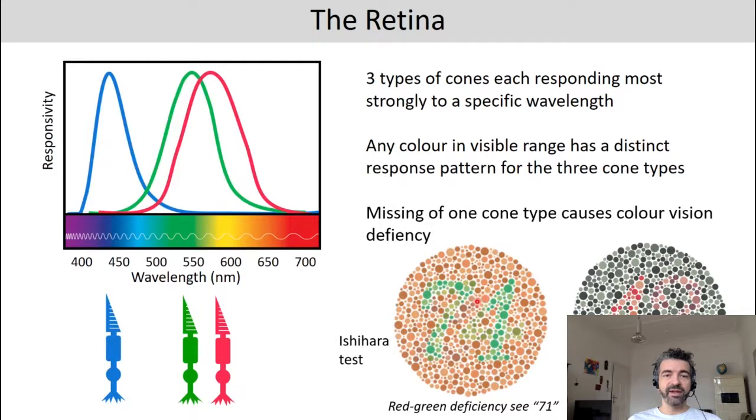So if you cannot do that because you miss, for example, one cone type, you would not see any difference between these dots here and the background. You would, however, see a difference between these dots here and the background because the luminance of the one is different from the background. The similar thing happens here. The 2 and the background have the same luminance, so the only way to tell apart the 2 from the background would be hue information.